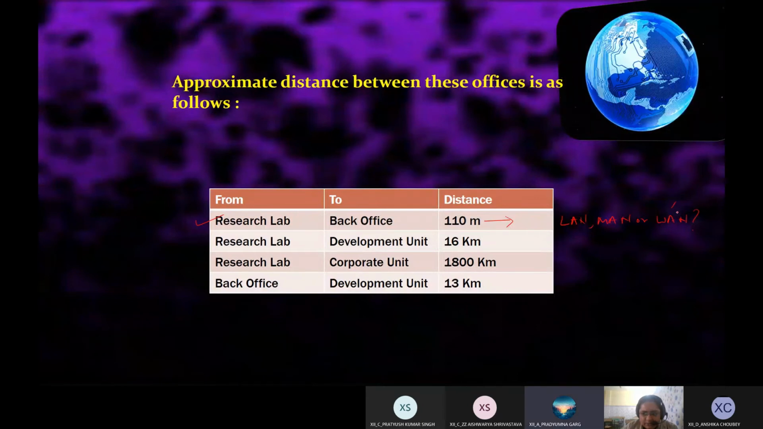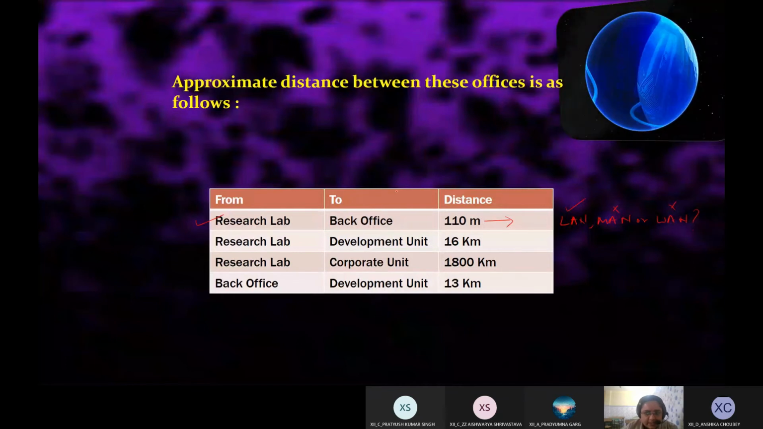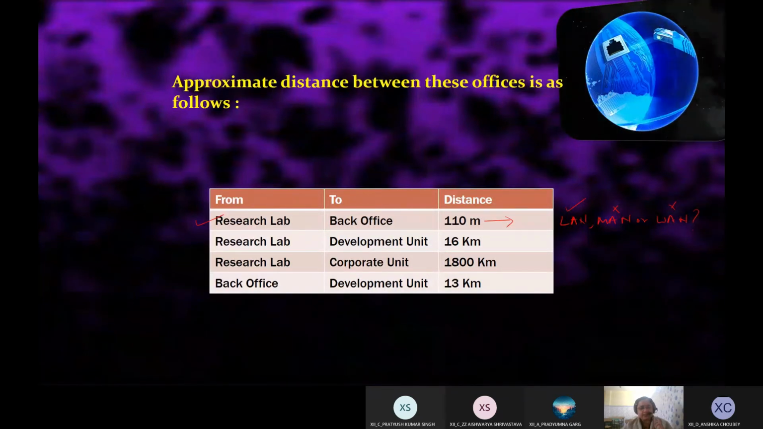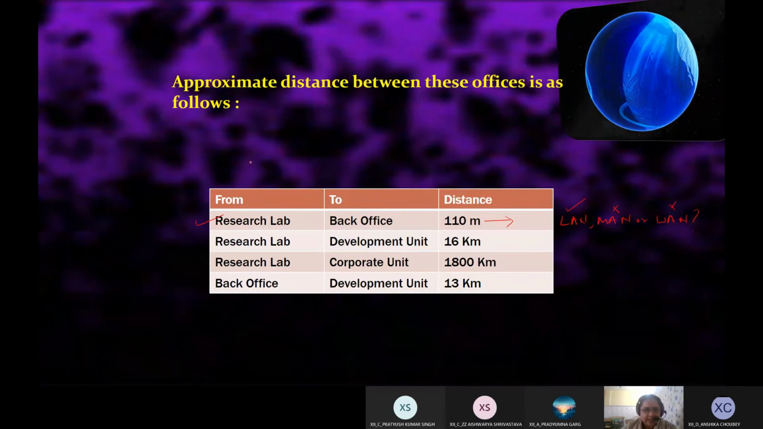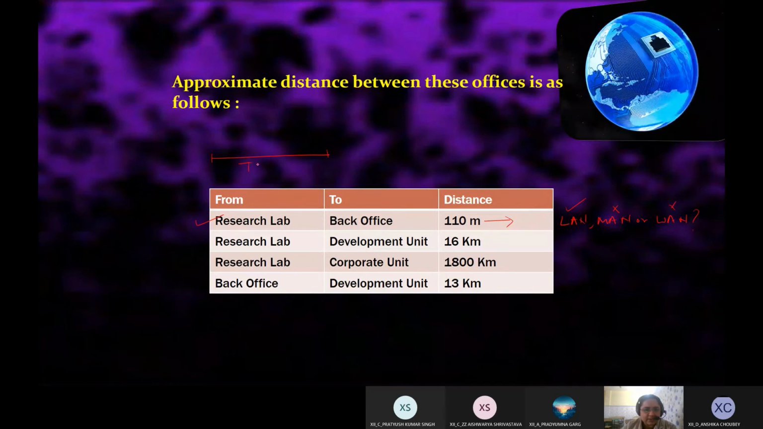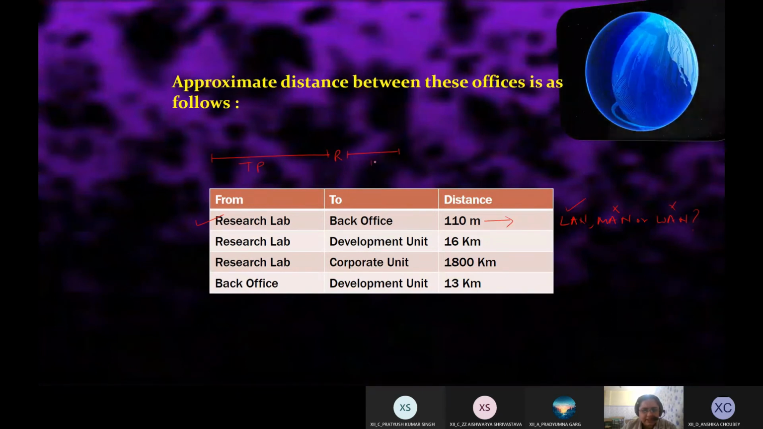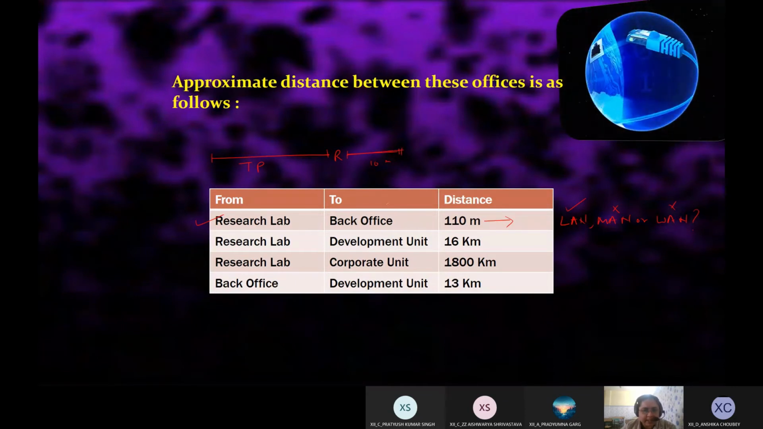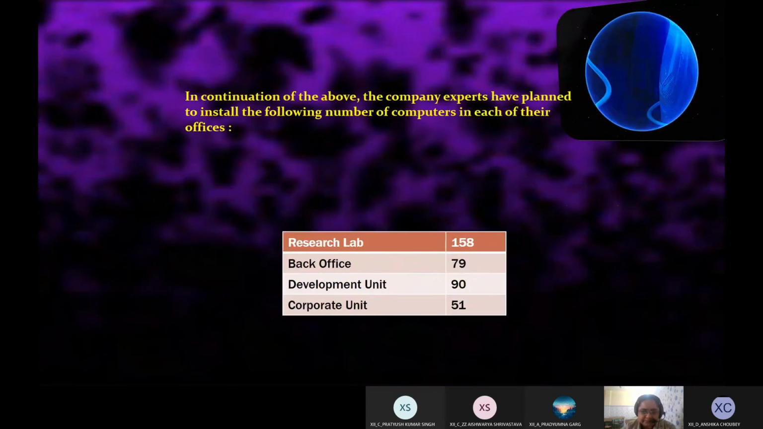LAN, of course, not even MAN, because the distance is 110 meters, right? So with one repeater, we can easily do it. For the first 100 meters, I can install a twisted pair cable, then a repeater, then for the rest of the 10 meters, I can install another segment and connect these two. So this will come under LAN. Very good.